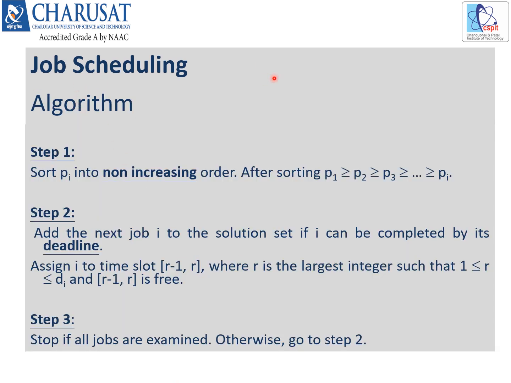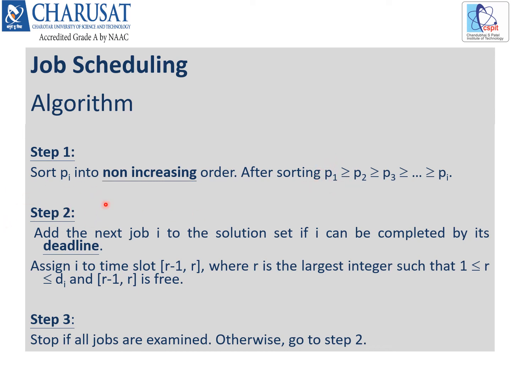Now next is the algorithm that we have to understand for implementation purposes of this job scheduling problem. So first, we have to sort this Pi. This Pi can be either penalty or profit, into non-increasing order. So after sorting, P1 is greater than or equal to P2, like this. So the maximum profit job or the maximum penalty job would be first.